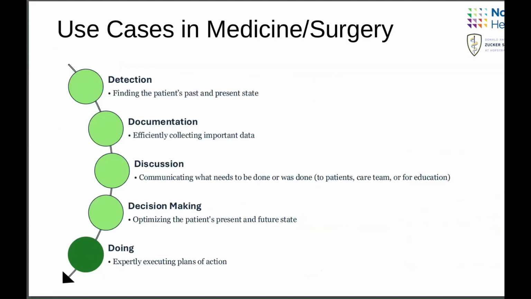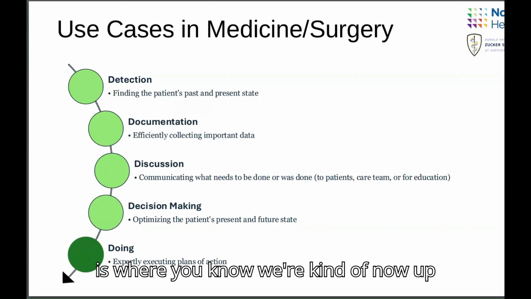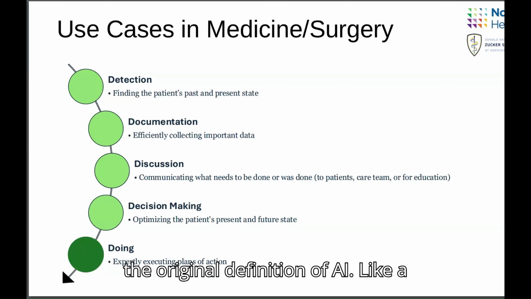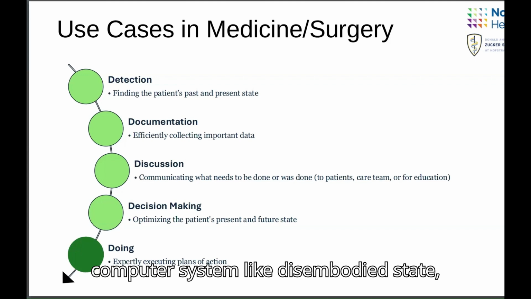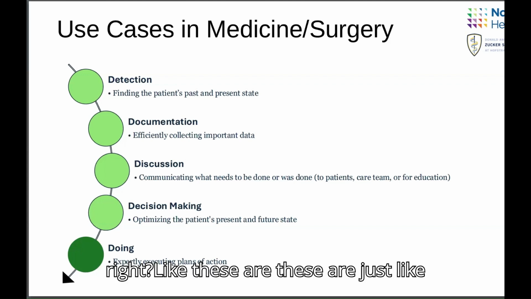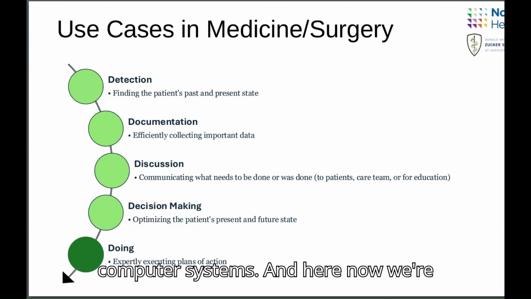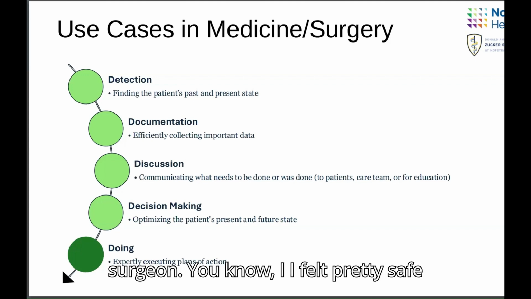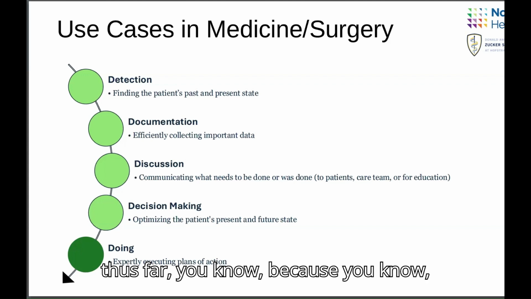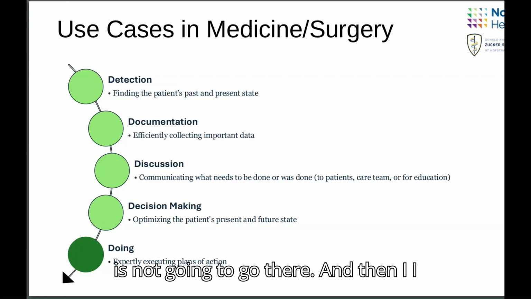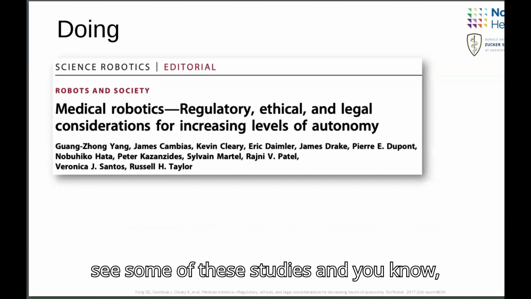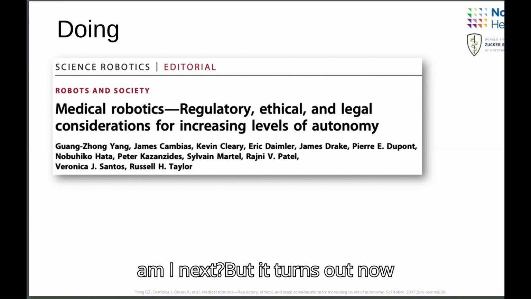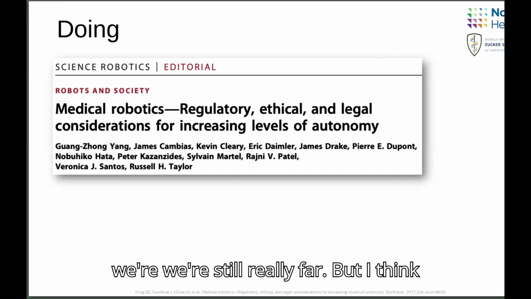I like to talk about doing, because up until this point, we've really been talking about the idea from the original definition of AI, like a computer system in a disembodied state, right? These are just computer systems. And here now we're really talking about robots. I'm a robotic surgeon. I felt pretty safe thus far, because you're always like, surgery, AI is not going to go there. And then I see some of these studies and you get a little bit scared, right? Am I next? But it turns out, no, we're still really far.